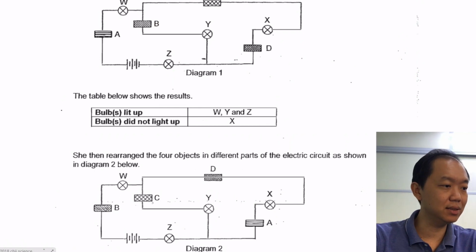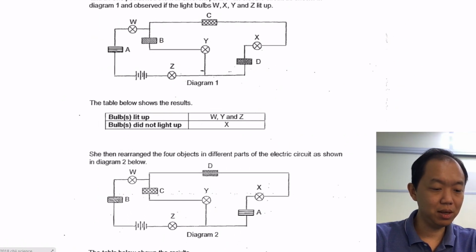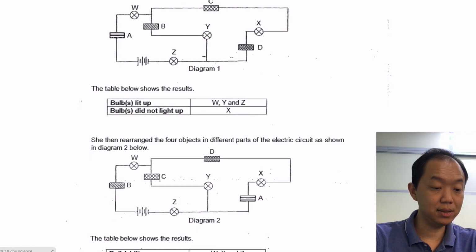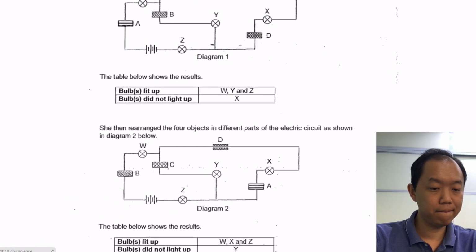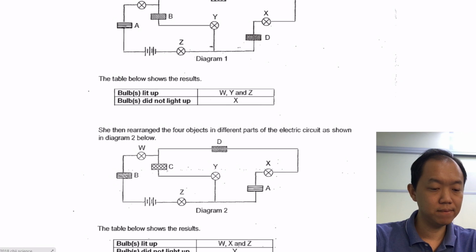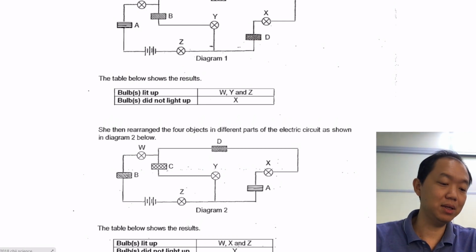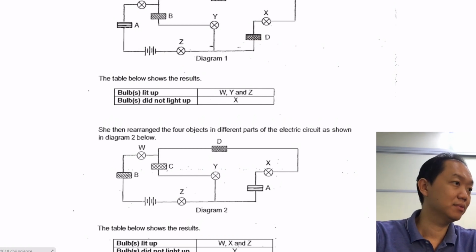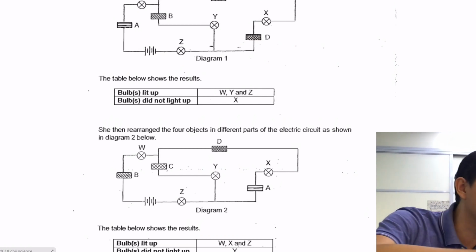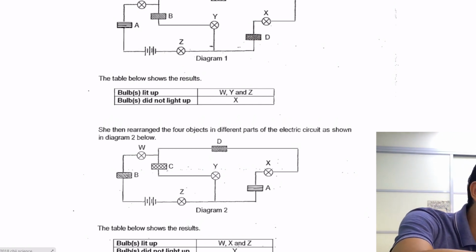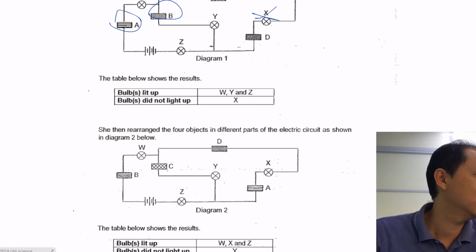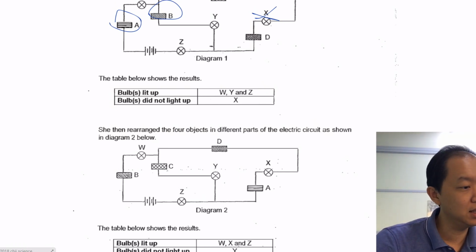Okay, so let's look at the first example. The first example is the bulbs lit up W, Y, and Z. X never light up. Okay, if X never light up, what is A and B? Are A and B conductors? We look at first example. Now, this one never light up. X never light up. Right? So A and B must be conductors. Is it okay? So that's what we deduce from the first diagram.